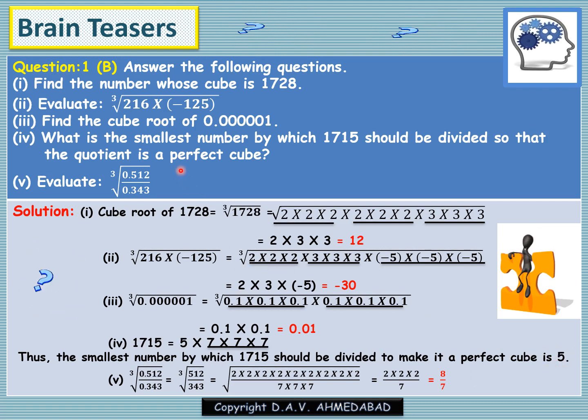Last is evaluate cube root of 0.512 divided by 0.343. First of all, we can cancel decimal with decimal. So we will be having cube root of 512 by 343. Then cube root of 512 is 8 and cube root of 343 is 7. So answer is 8 by 7.